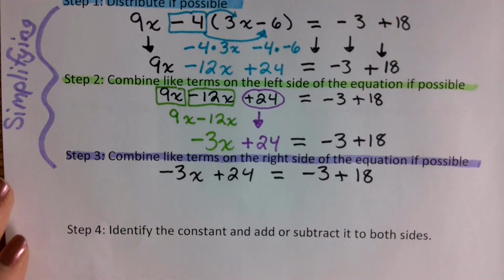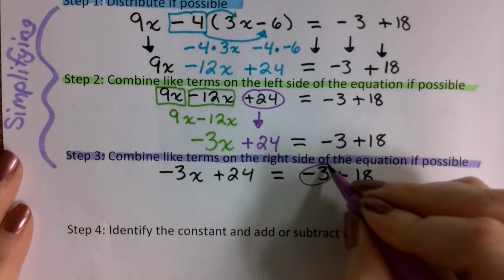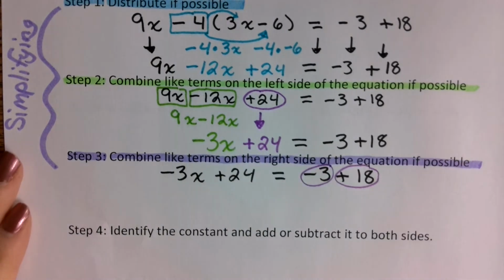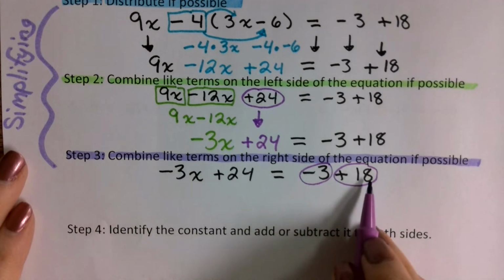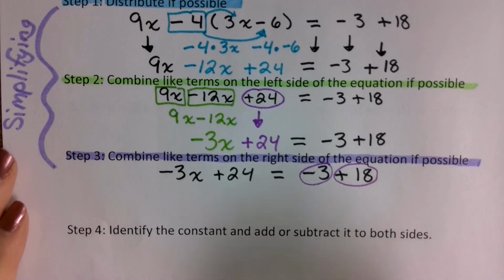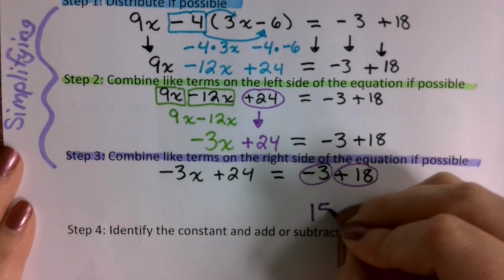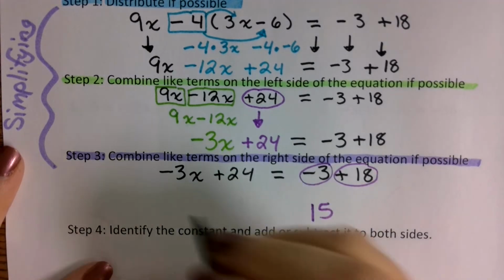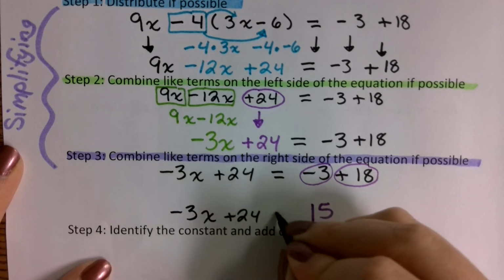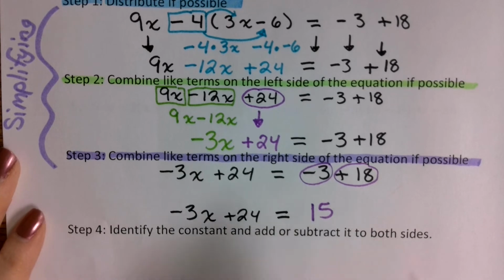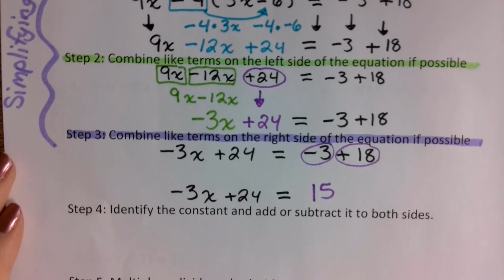Can I combine negative 3 and 18 together? Yeah. Those are actually like terms. They are both numbers. They are both constants. So what is negative 3 plus 18? 15. Good. Positive 15. So we now have negative 3x plus 24 is equal to 15. This should look familiar at this point.